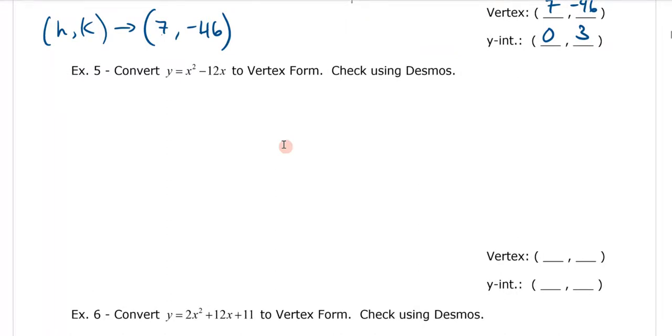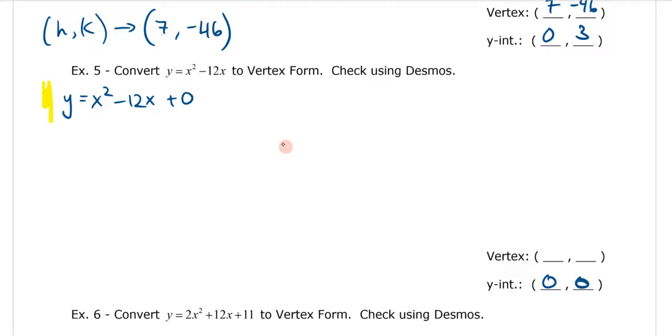Okay, so let's try another one. So let's convert x squared minus 12x to vertex form. So this is just like standard form. So we're going to say here y equals x squared minus 12x plus 0. C is 0, so my y-intercept is going to be 0, 0.